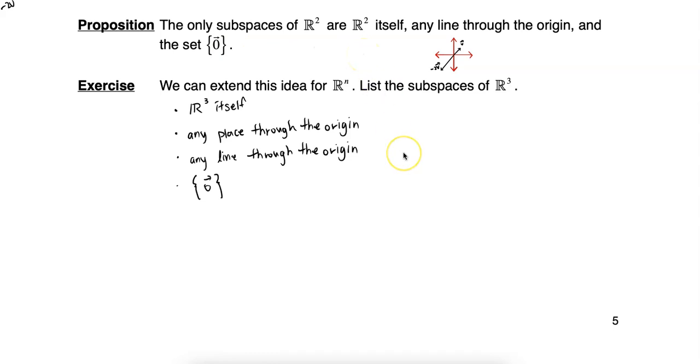We can extend this idea to Rn, for example, for R3, so the three-dimensional space. The subspaces are R3 itself, any plane through the origin, any line through the origin, and the vector 0 alone. So the additional thing here is any plane through the origin. If we have two vectors that define a plane, then we can add them together. We will remain in the plane. We can multiply one by a scalar and we will remain in the plane. And of course 0 is in the plane as well. This should read any plane through the origin.